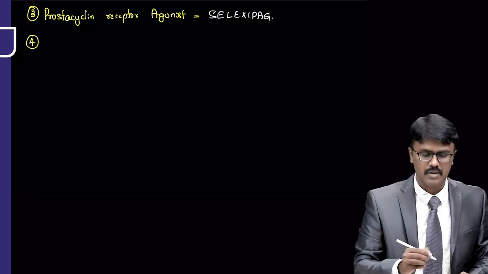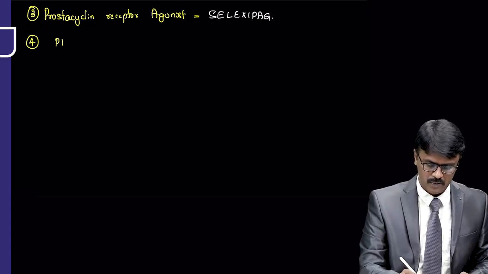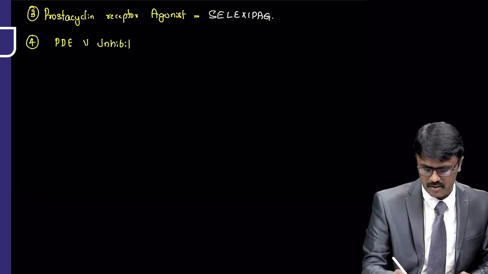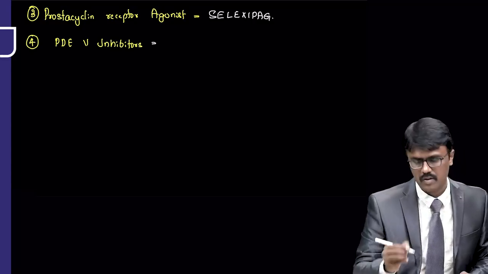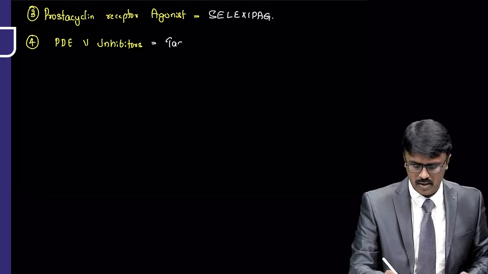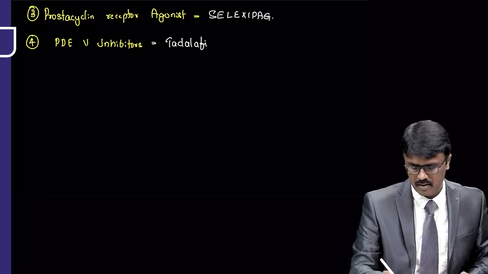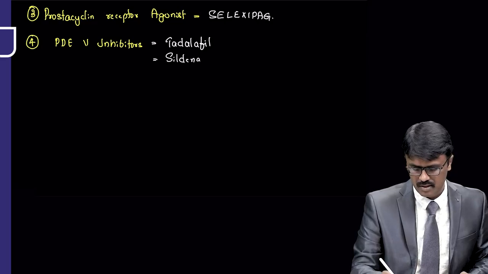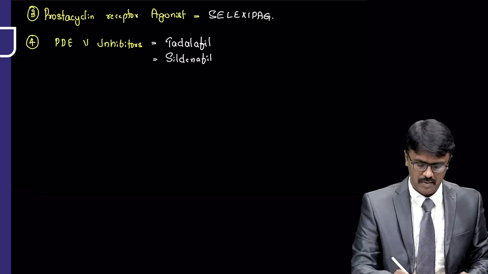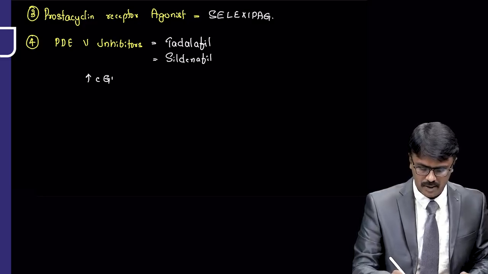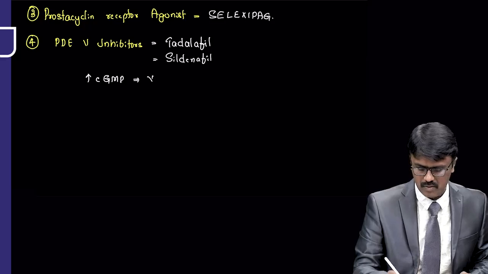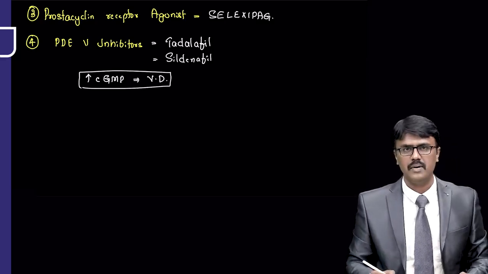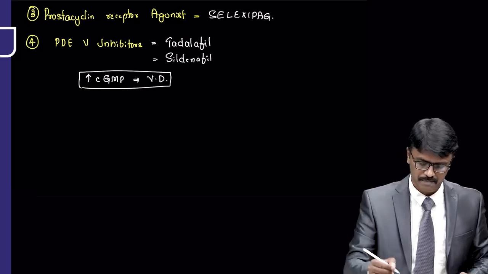Now, the fourth category of drug, you all know, are phosphodiesterase 5 inhibitors. There are two which we use: tadalafil and sildenafil. By inhibiting phosphodiesterase 5, they increase cyclic GMP. By increased cyclic GMP, they cause vasodilation, and that's the reason why we use them in pulmonary hypertension, because in pulmonary hypertension we need to dilate the blood vessels.